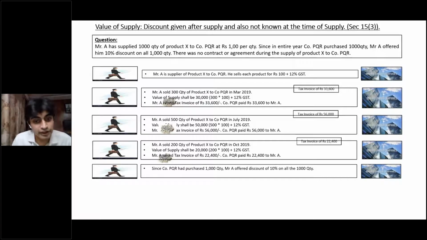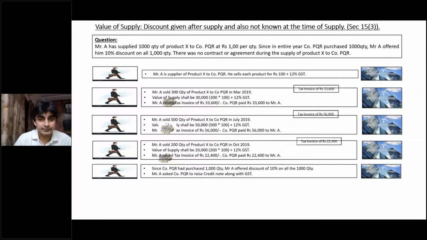In the whole year it has bought 1,000 quantity. We should offer him some discount on quantity. So what it did, it offered discount on all the 1,000 quantity. You pay me only 90%; the 10,000 that you have paid, I will return you 10%. You raise a credit note along with GST.